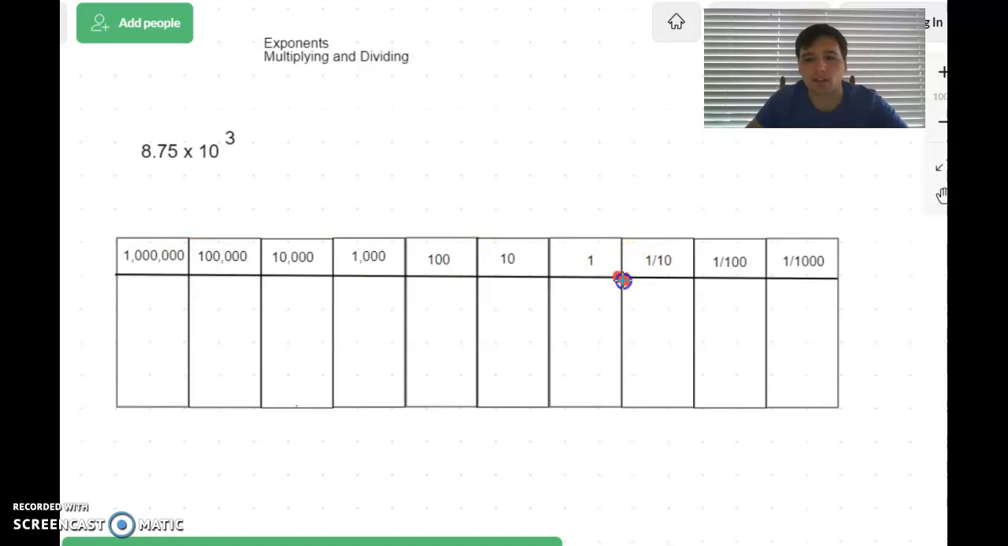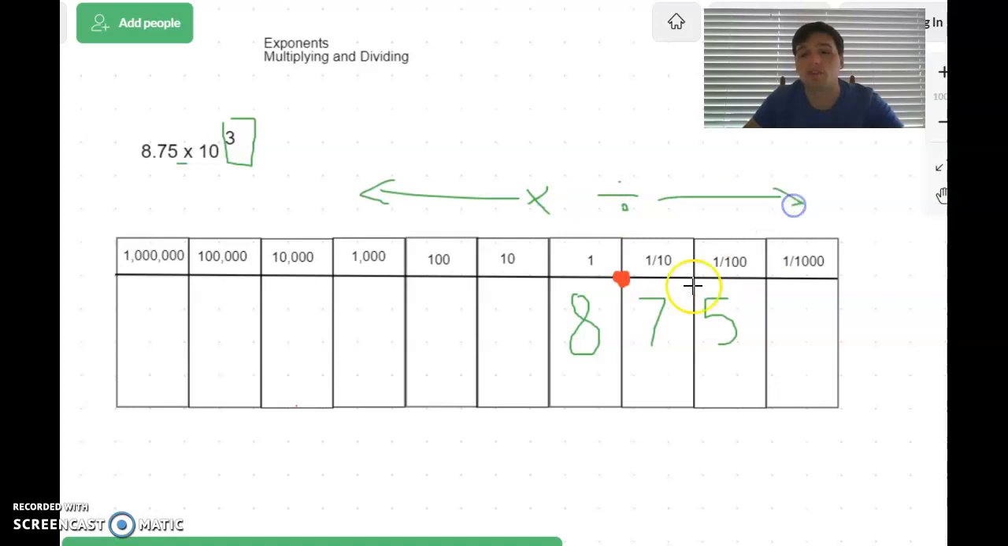Here's my decimal right here. My fractions are a little off from normal, so tenths, hundredths, thousandths, you guys know where those are. I put my number in there: 8 ones, 7 tenths, 5 hundredths. I know I'm moving over 3 spaces, and I'm multiplying, and when I multiply, my number gets bigger, so I move to the left. When I divide, I know my number gets smaller, so I move to the right.